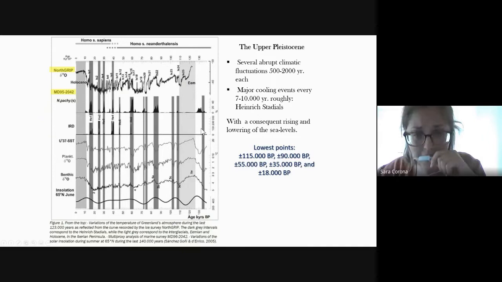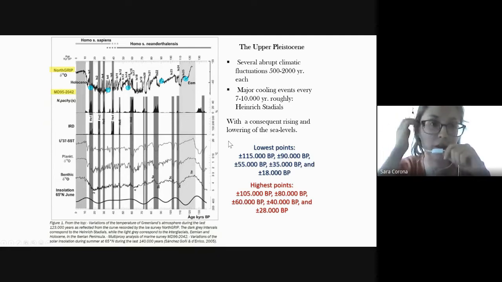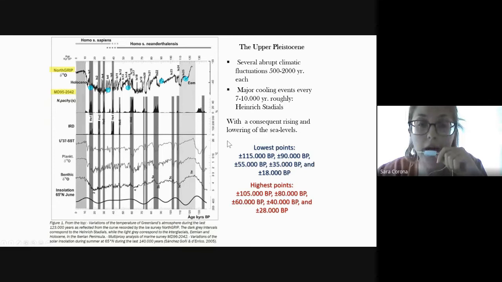You have to click a lot because I try to highlight all the lowest points that have been detected by Bellwood in 1985 in the graphic. This is the graphic, of course, of the isotope curves of North GRIP and of MD95-2042, and the highest points also. I tried to highlight them too. Okay, next slide, thank you.